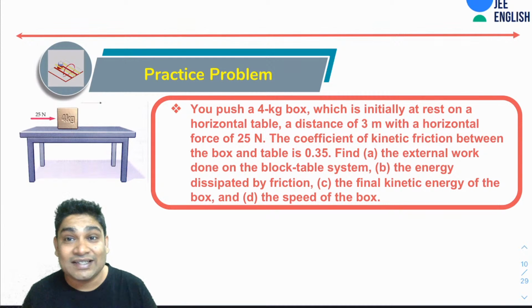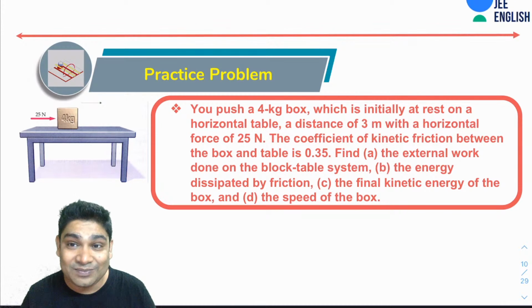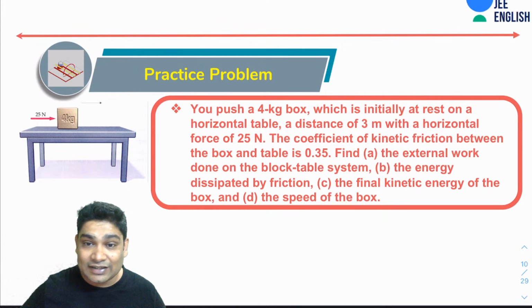This question says you push a 4 kg box, initially at rest on a horizontal table, through a distance of 3 meters by a horizontal force of 25 newtons. If the coefficient of friction between the box and the table is 0.35, find A, the external work done on the block table system. Find B, the energy dissipated by friction. Find C, the final kinetic energy of the box. And find D, the speed of the box. So why don't you guys get started?